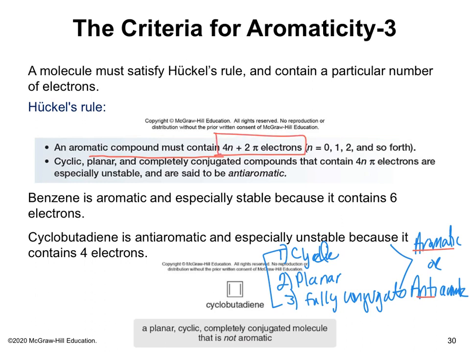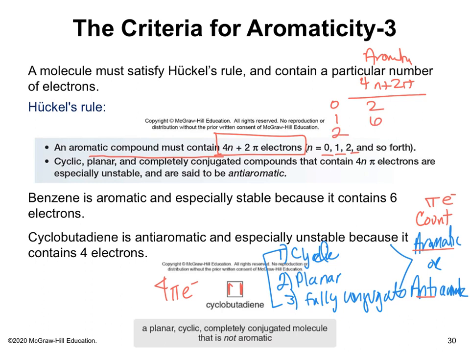This is just a formula, so you have to count. Here you want to count your pi electrons: 1, 2, 3, 4. This is 4 pi electrons. Now, n is just a number: 0, 1, 2, 3. So you do 4n plus 2 pi electrons, and this is for aromatic. What's the number if n is 0? 0 times 4 is 0, plus 2, so 2. If n is 1, it's 6. If n is 2, it's 10. So these are the numbers of pi electrons.